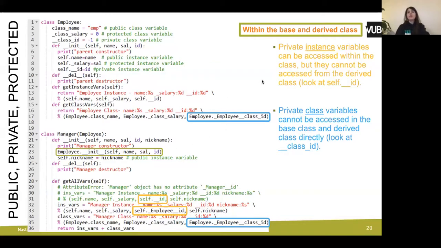So in summary, we can say that private instance variables can be accessed within the class, but they cannot be accessed from the derived class using their own name. Otherwise, they can be accessed using the new name. Private class member variables cannot be accessed in the base class and the derived class directly, as you can see in these examples.